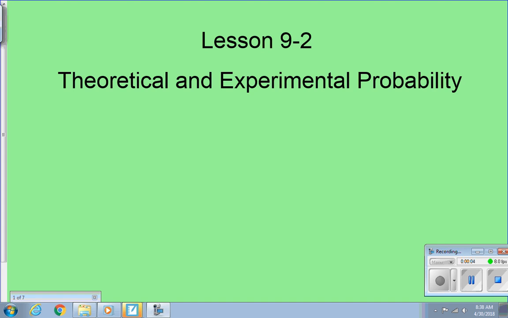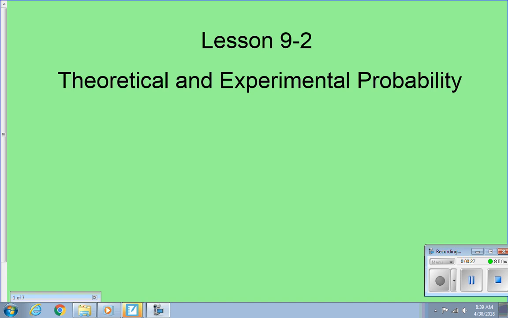Experimental and theoretical probability. Here's the good news. We kind of talked about this a little bit already on Friday. We talked about how to find probability, like with spinners and dice, and what else did we do? We talked about cards a little bit. I like the spinner. Okay, does everybody remember how to find it?